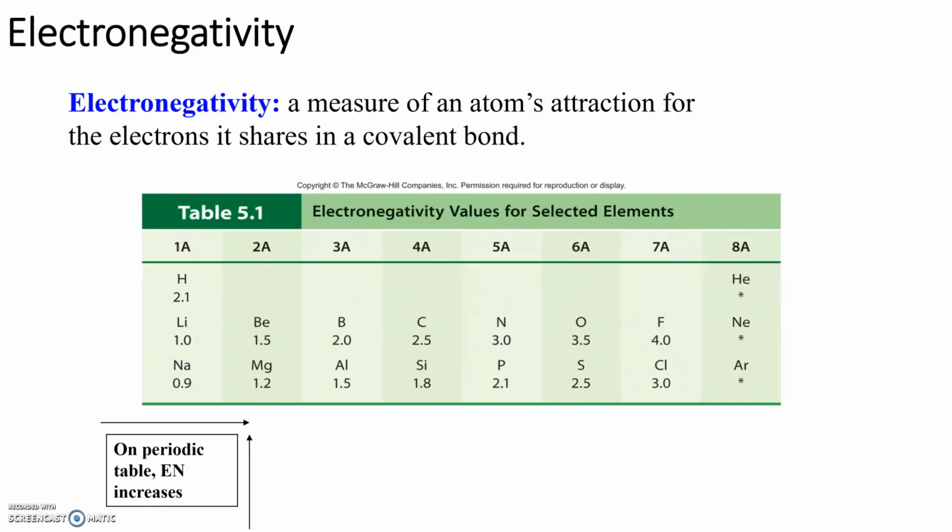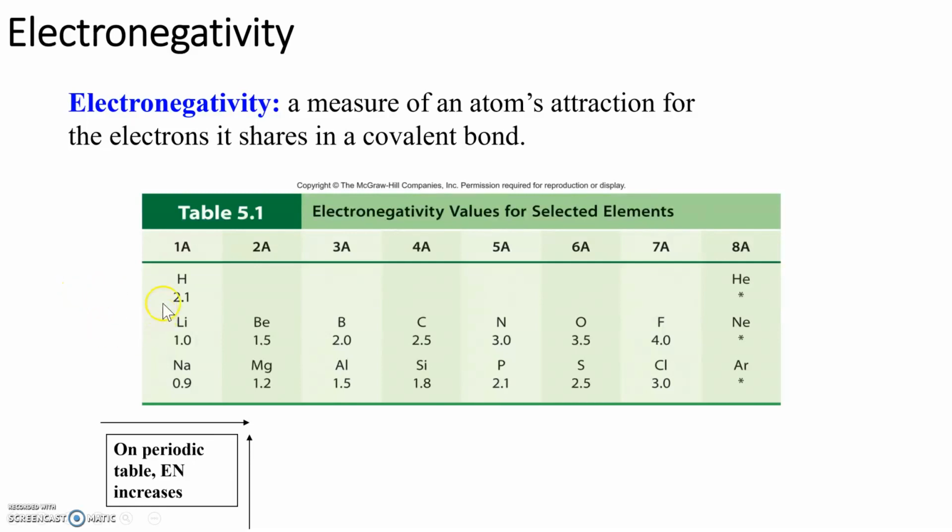Electronegativity is a measure of an atom's attraction for electrons it shares in a covalent bond. So water is a covalent molecule. They are covalent bonds. Electronegativity looks at how those electrons in the bonds are distributed. So electrons are not shared equally in the bonds for most molecules.